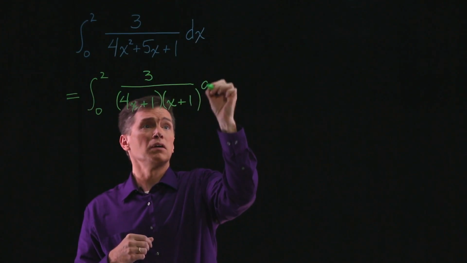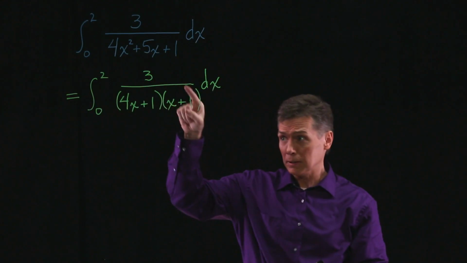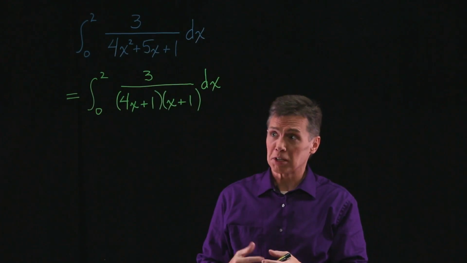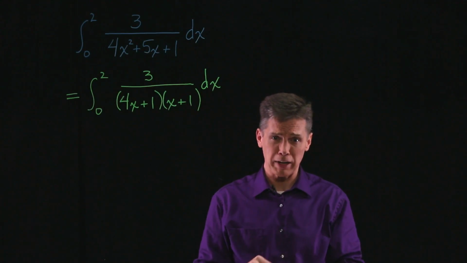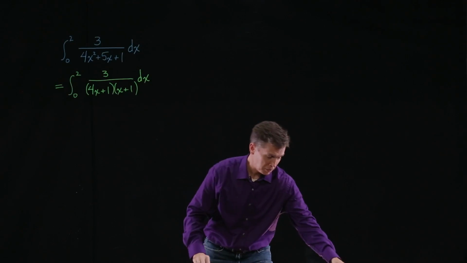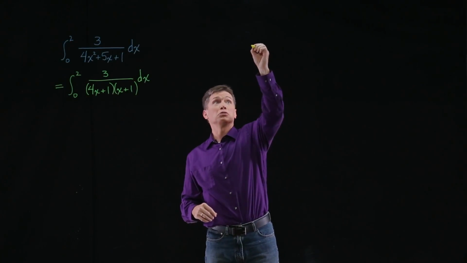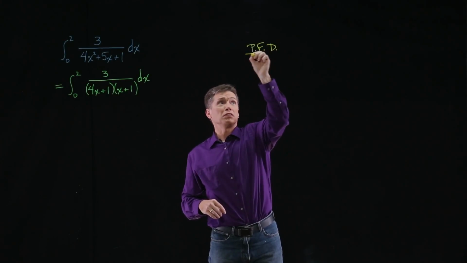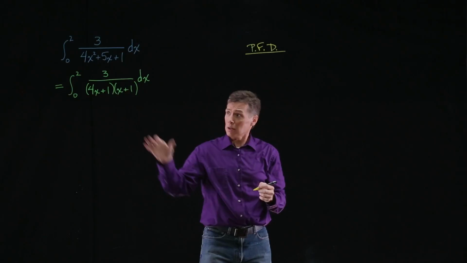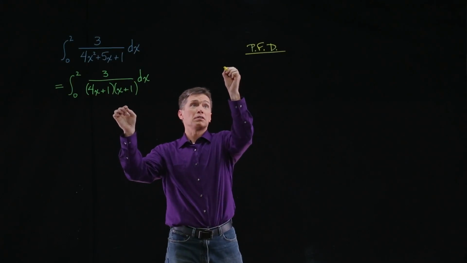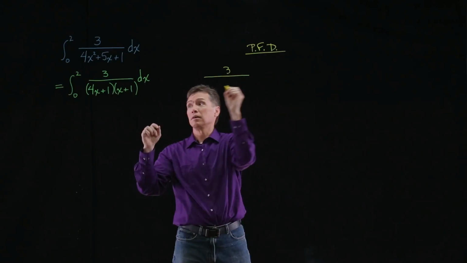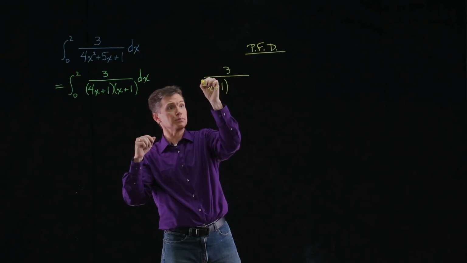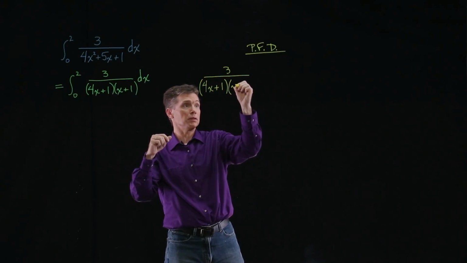Check your FOIL, and it works. So the original integral exactly equals that, but that version of the rational expression is better suited for the partial fraction decomposition work that I'll do now over here. So let's use our space over here for the partial fraction. I'm just going to grab that fraction, 3 divided by 4x plus 1 times x plus 1.